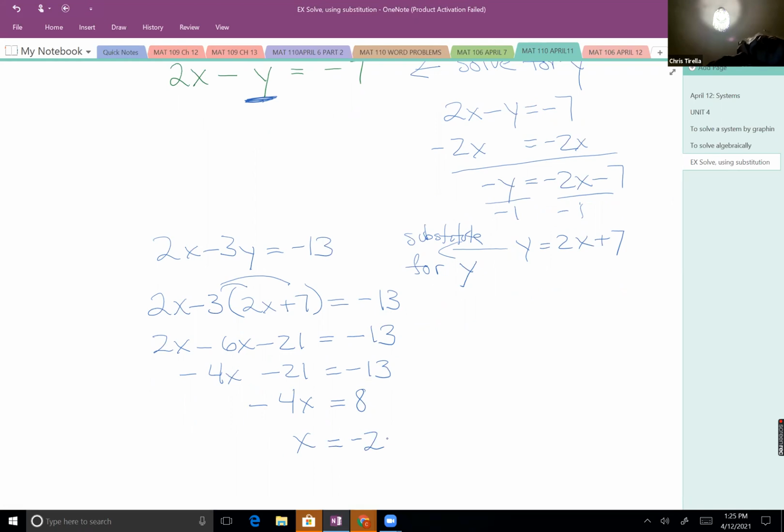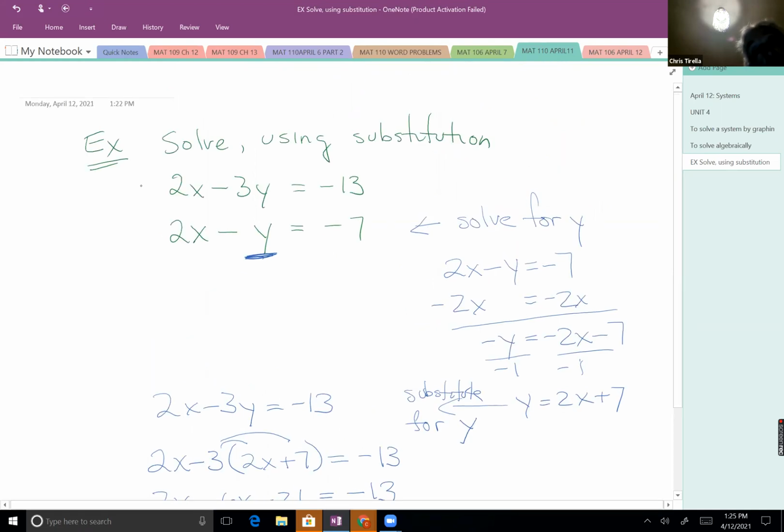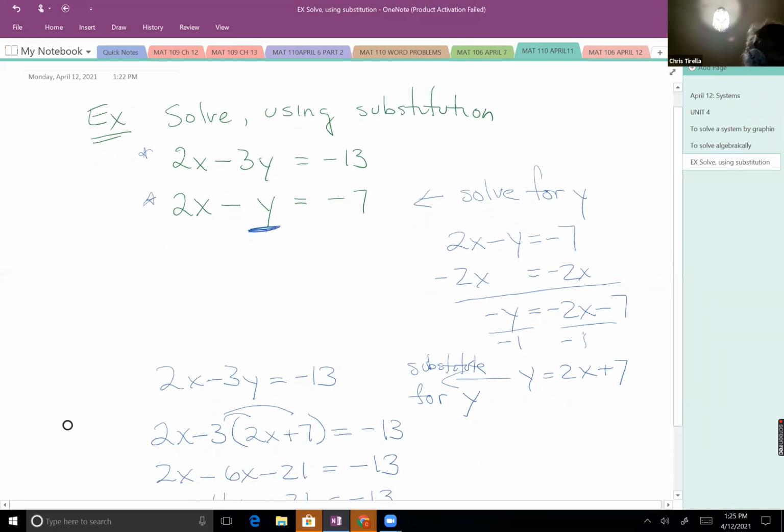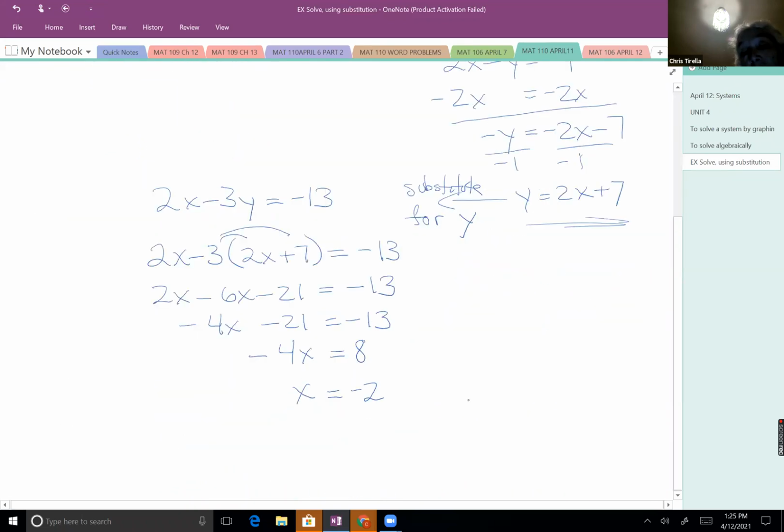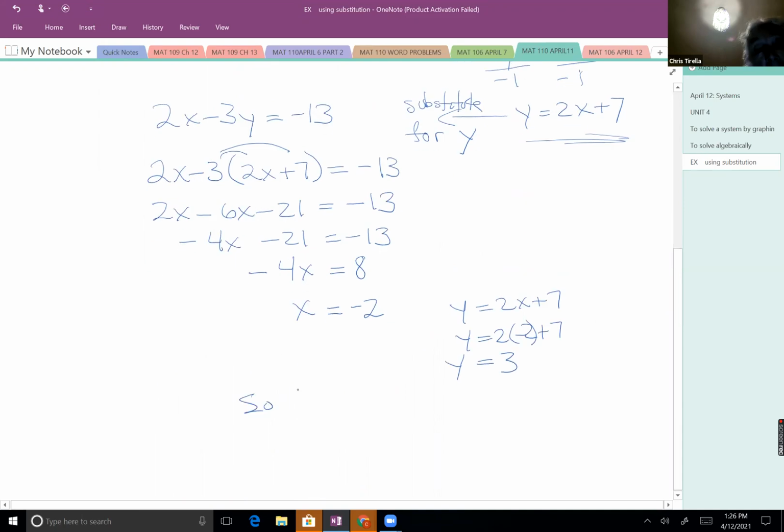Now, I've got to find y. To find y, I could go back and use either of these equations, but don't tell anybody I'm owning up that I'm lazy. I think it's easier to use this equation. y equals 2x plus 7. So that would give me y equals 2 times -2 plus 7. -4 plus 7 is 3. And so I'd say that my solution is -2, 3.